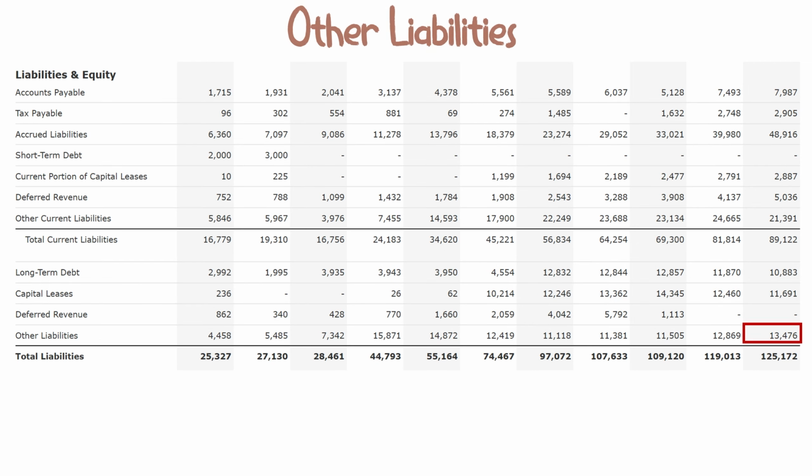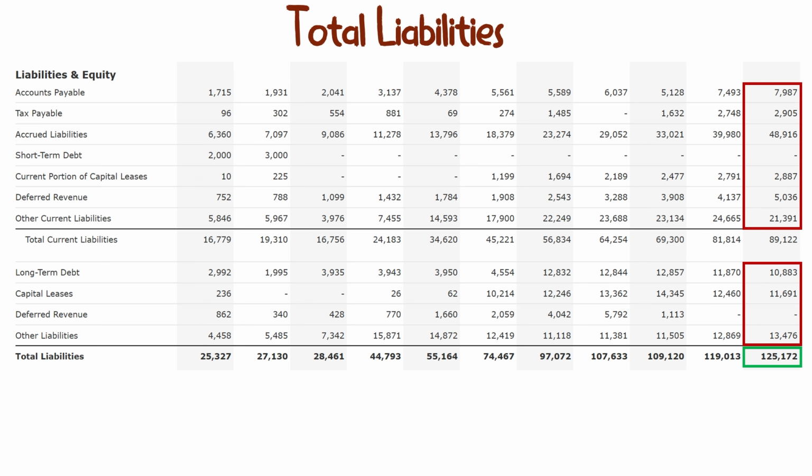Other liabilities totals $13.4 billion for Alphabet. This is a catch-all for long-term obligations that don't fit into other categories, things like pension obligations, long-term tax liabilities, or other commitments due beyond 1 year. When we add up all the current and non-current liabilities, we get total liabilities of $125.1 billion. This represents everything Google owes to external parties.